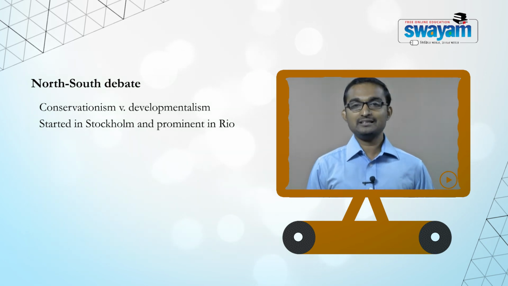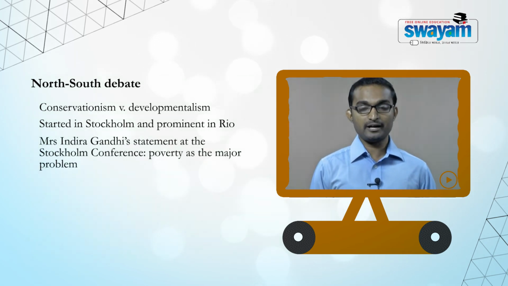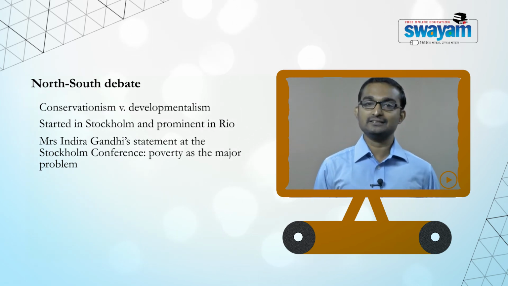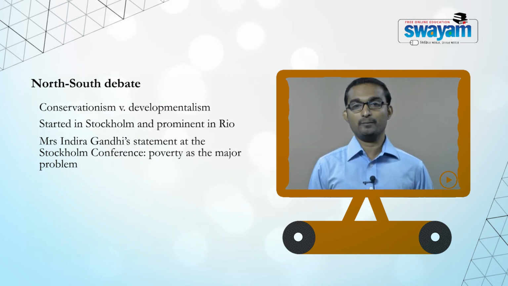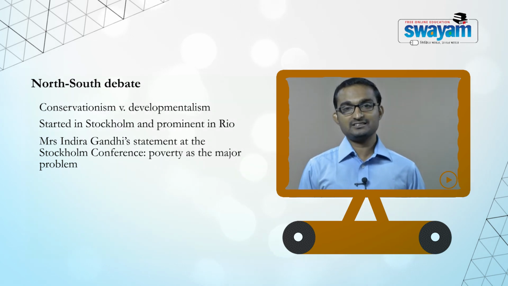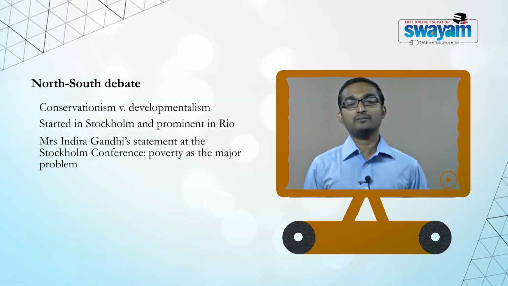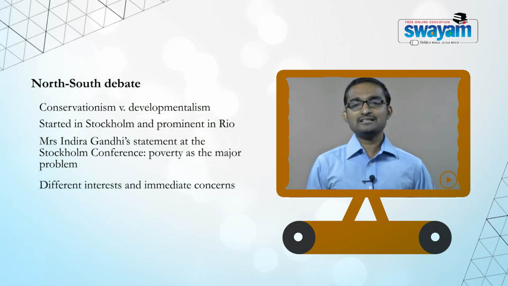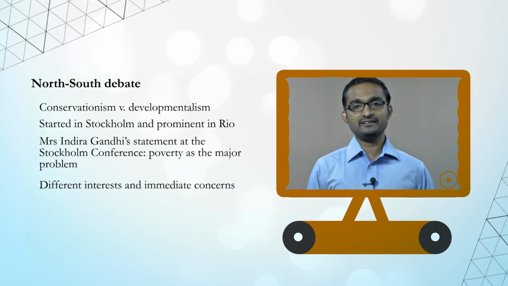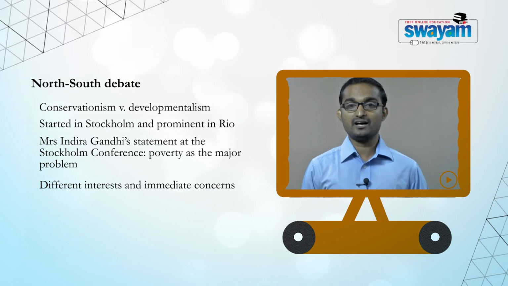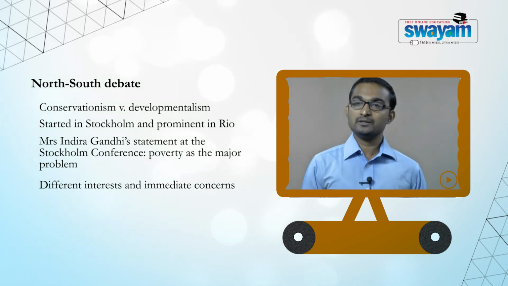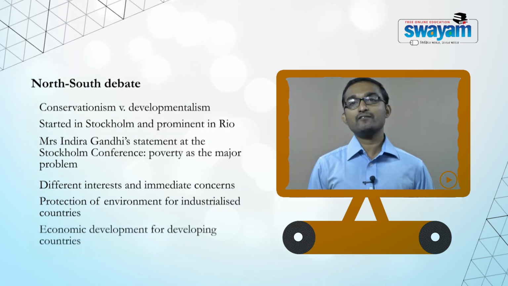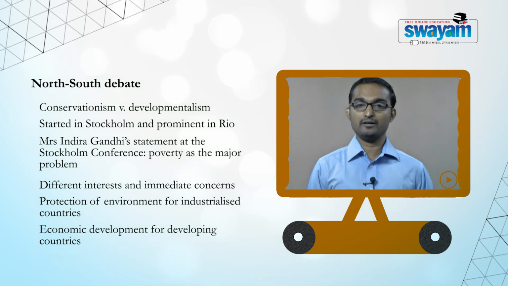This was quite evident in Mrs. Indira Gandhi, the then Prime Minister of India, during the Stockholm conference, where she highlighted poverty as a major problem, whereas the industrialized nations highlighted protection of the environment as an important issue to be considered. So different countries follow different interests, and their concerns and priorities are different. While some countries, mainly industrialized countries, focus on protection of the environment, economic development is a major concern for developing countries.